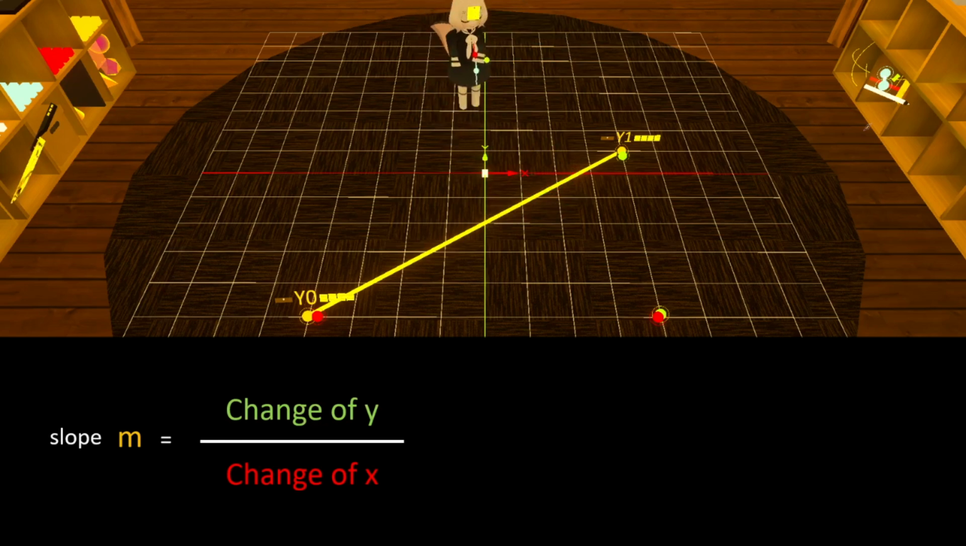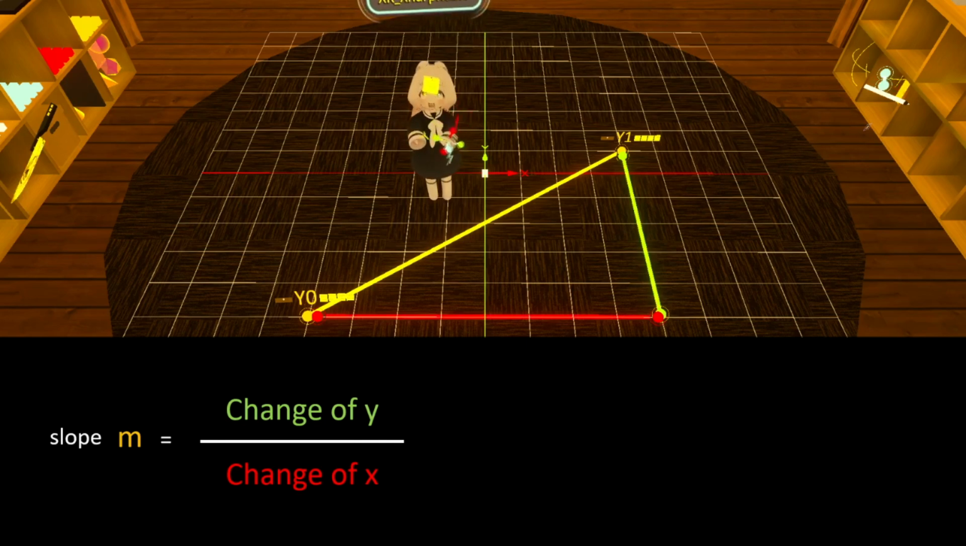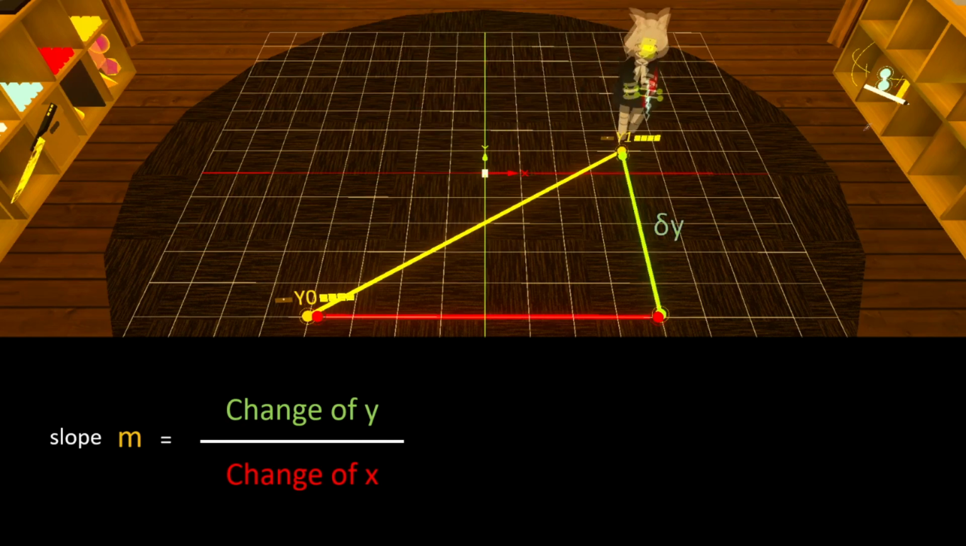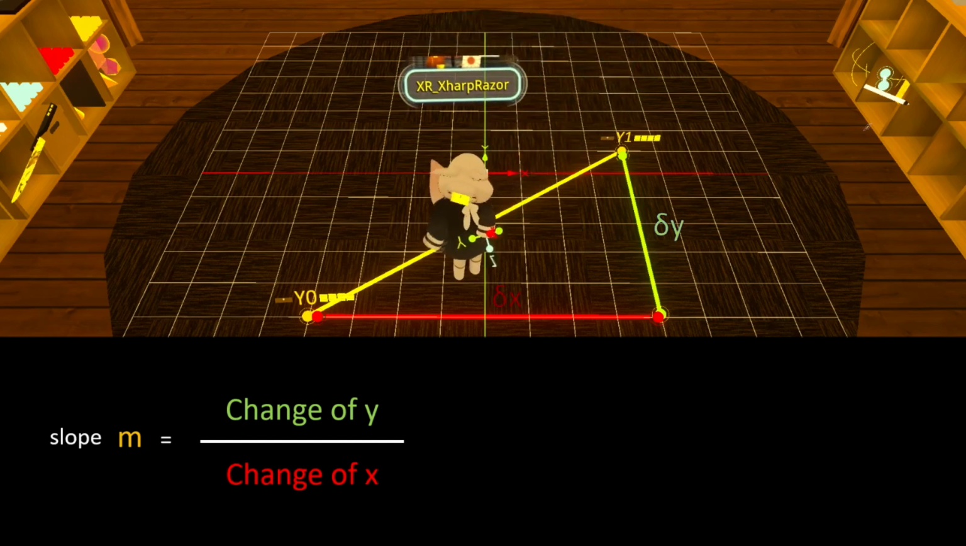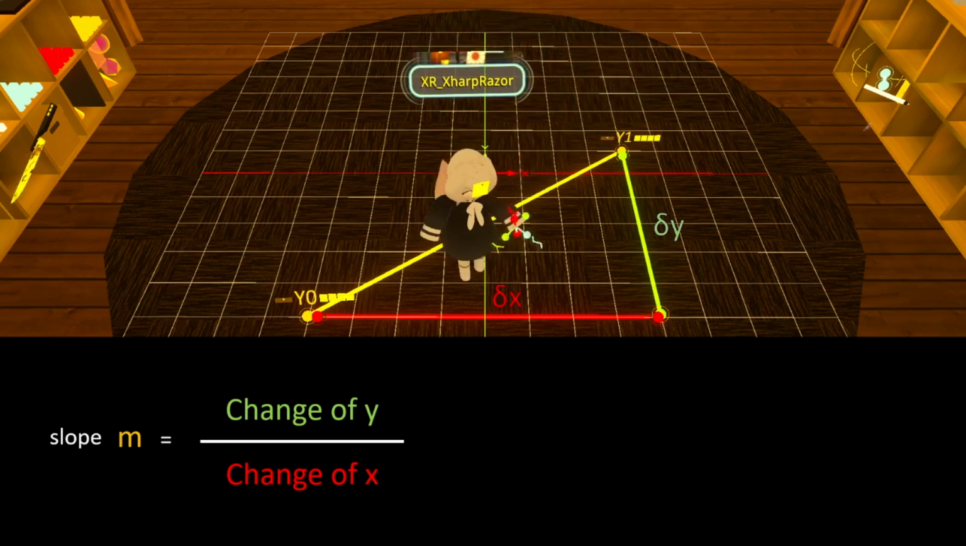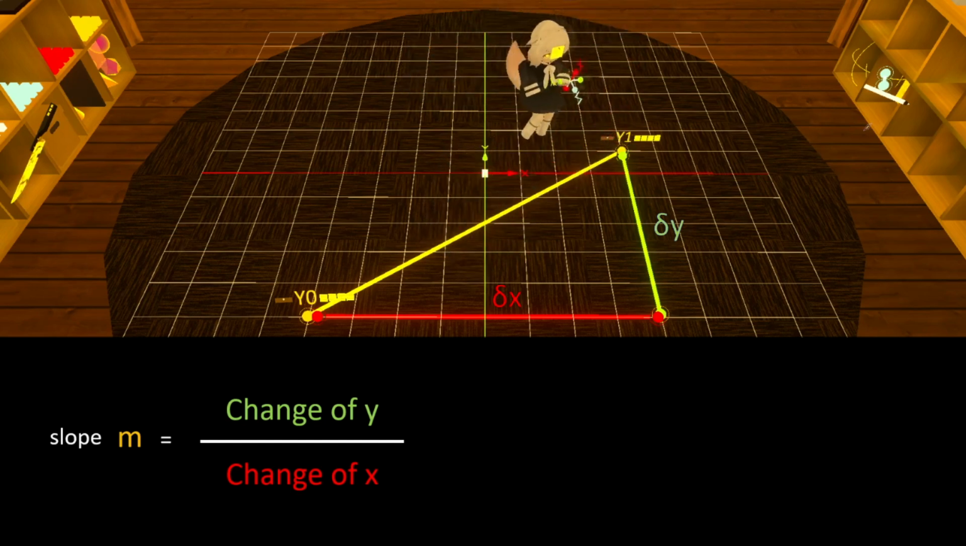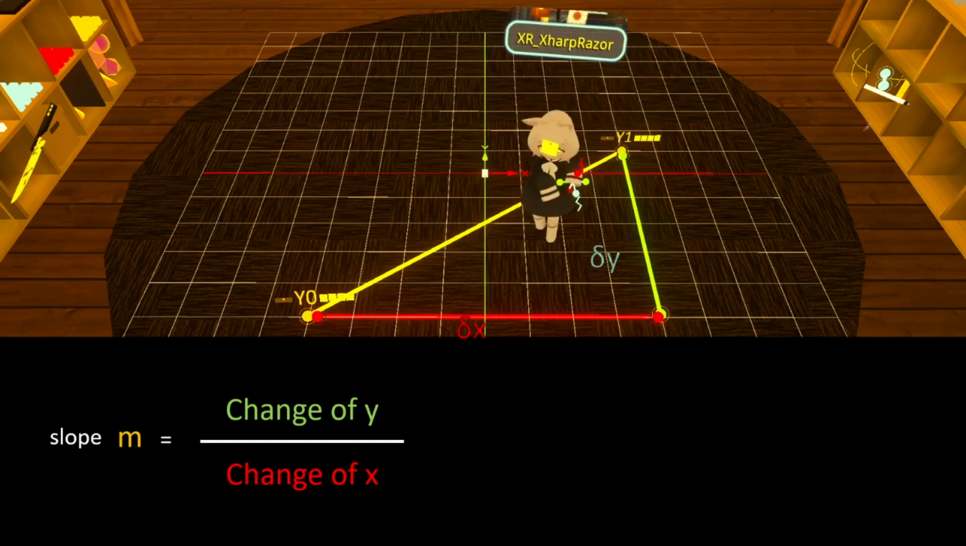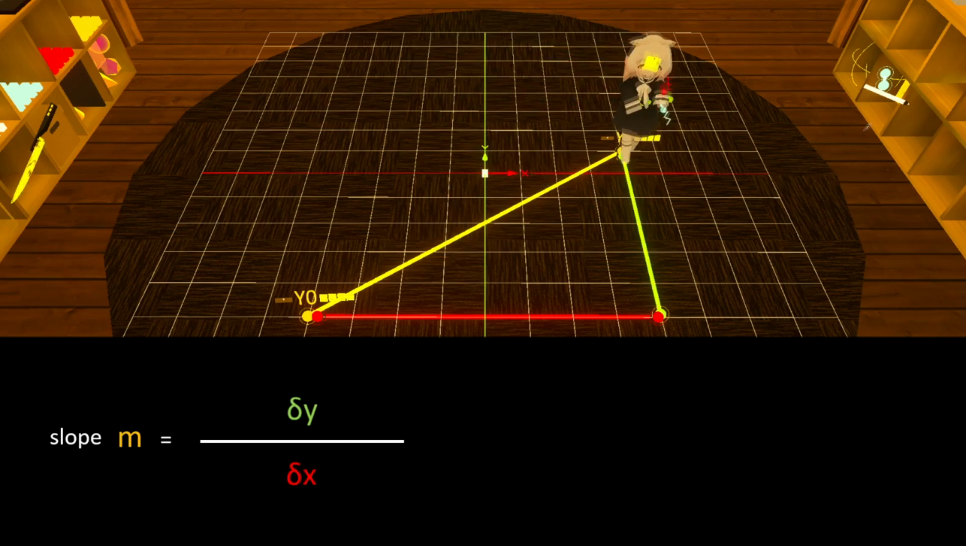So in this case, if I were to connect the lines, there we go. You can see the green line over here is actually the difference of the 2 points y0 and y1 along the y-axis. And then the red line over here is the difference or distance along the x-axis. So basically, we're just taking the green line divided by the red line. So in this case, yep, that is our slope.